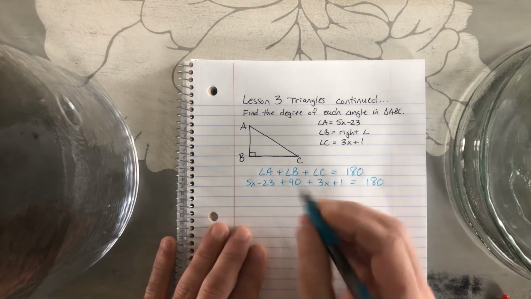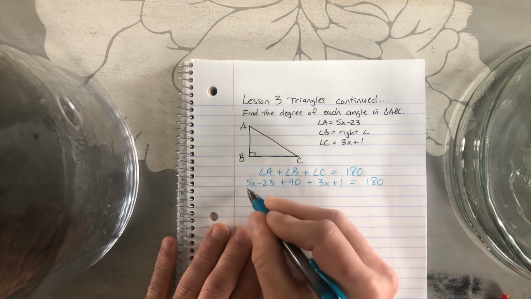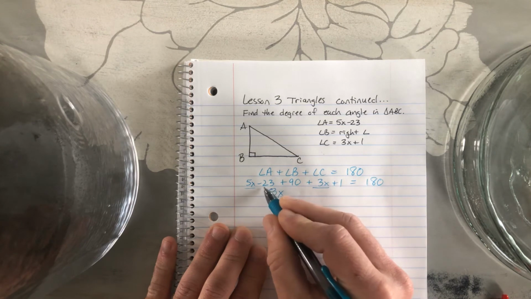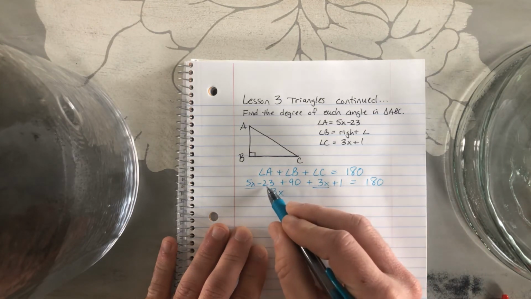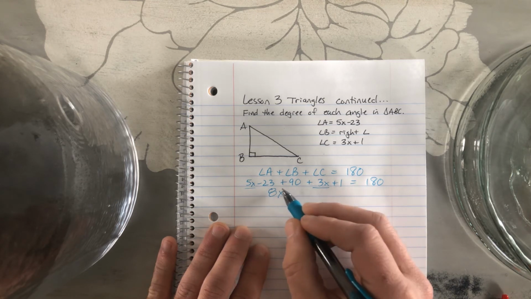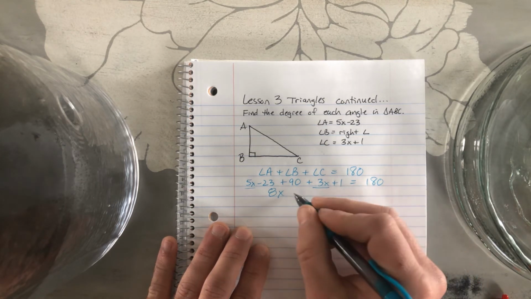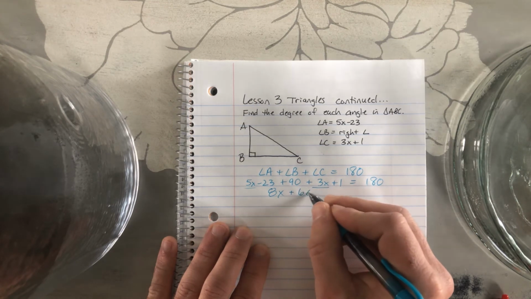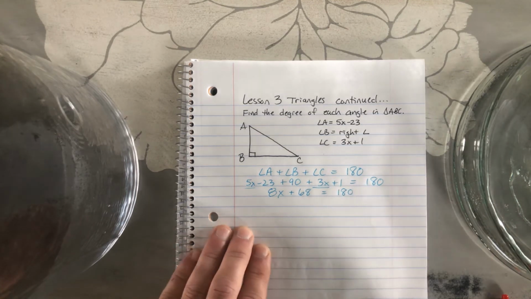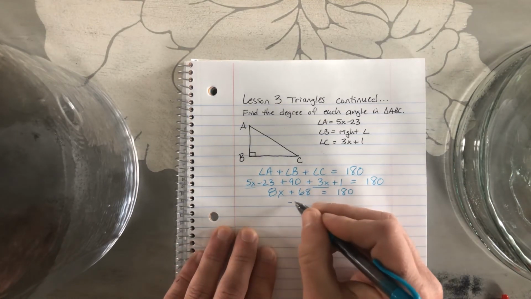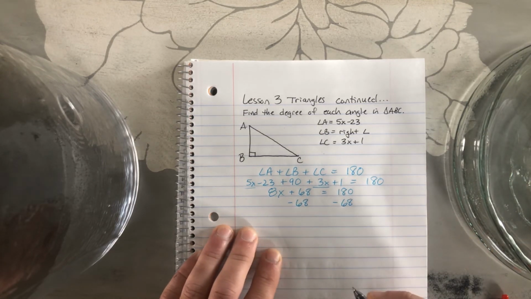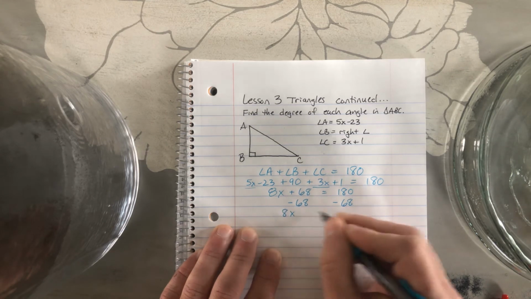At this point, we'll combine like terms. We have 5x, and the 3x added together is 8x. Combining like terms, the negative 23 and the 90 is positive 67, plus 1 is positive 68. That equals 180. Okay, now we have a two-step equation. We'll subtract 68 on both sides. We'll bring down the 8x.